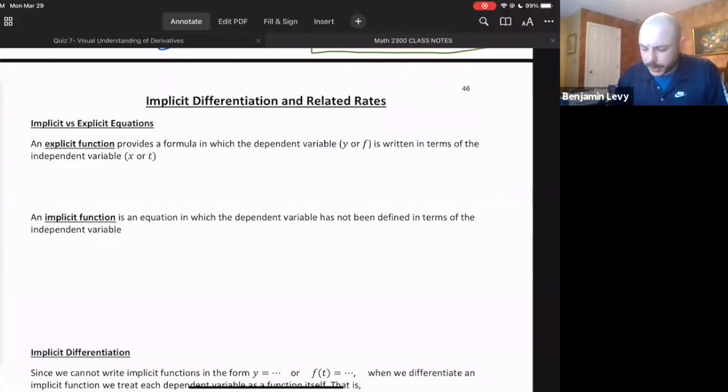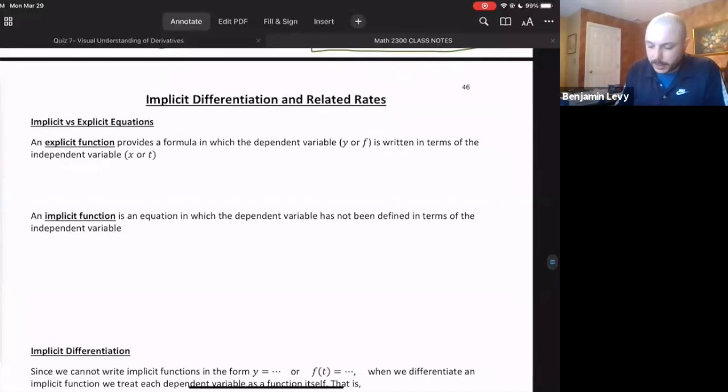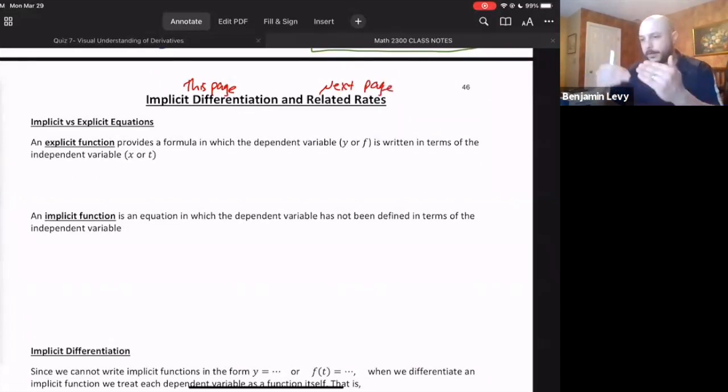So implicit differentiation is related to related rates, which is why we put them together. And just to be clear, this is what we're doing on this page. And then the next page is related rates. So this entire first page is implicit differentiation.